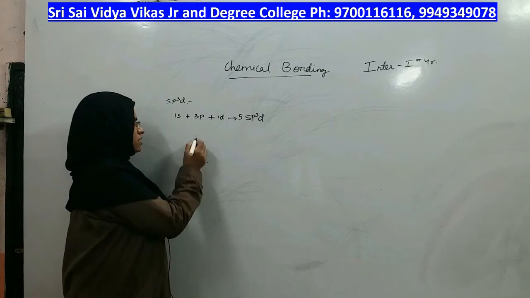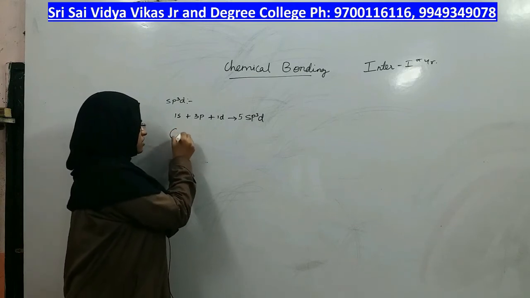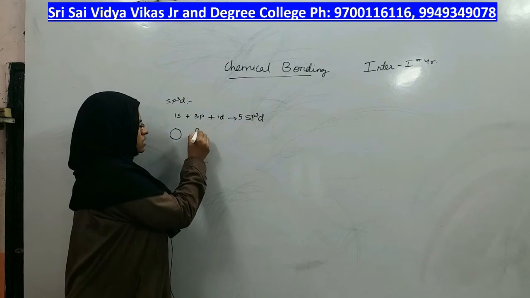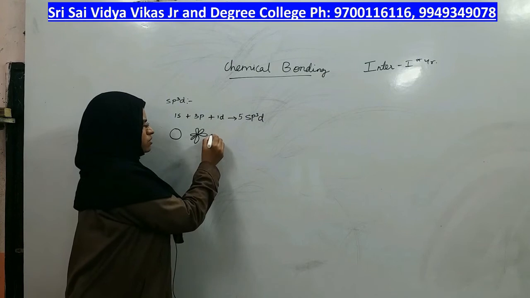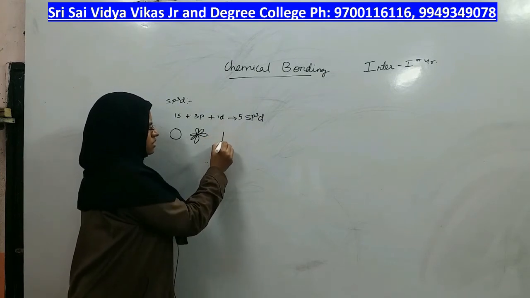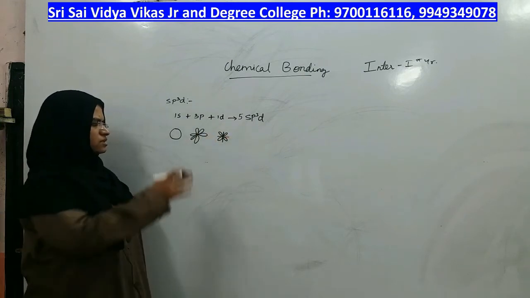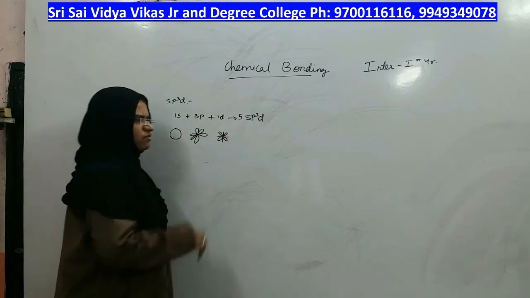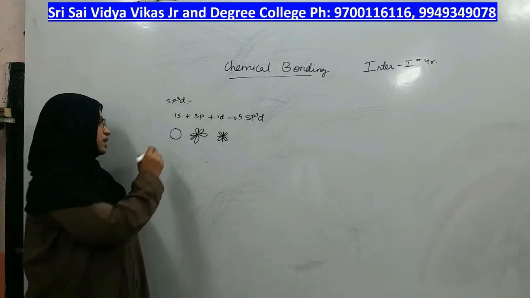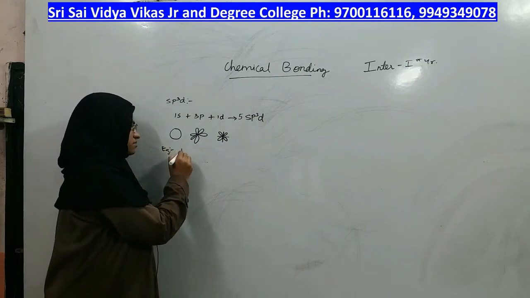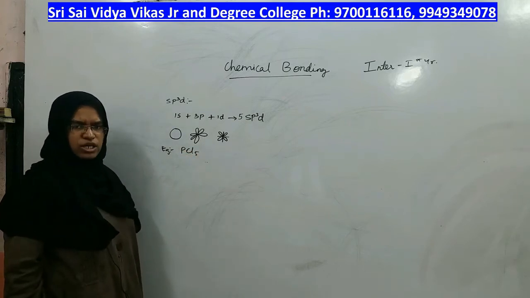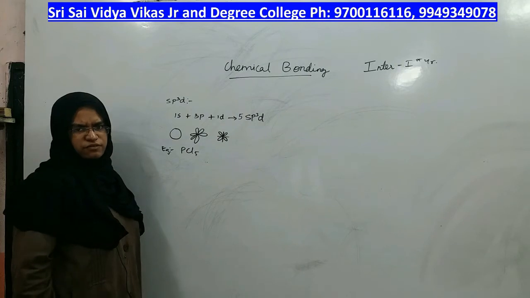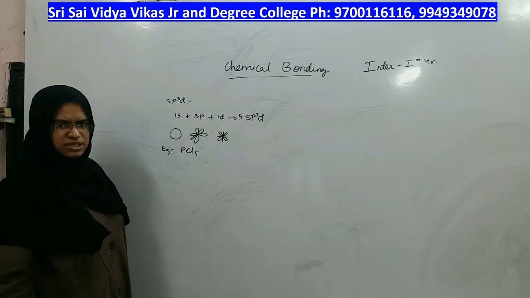Let us take the orbitals individually. S orbital is spherical, p orbital is like this, and d orbital is double dumbbell, right? These orbitals intermix to give sp3d hybrid orbitals. The example for this category is the PCl5 molecule, phosphorus pentachloride, in which the central atom is phosphorus. So hybridization takes place in the central atom only.